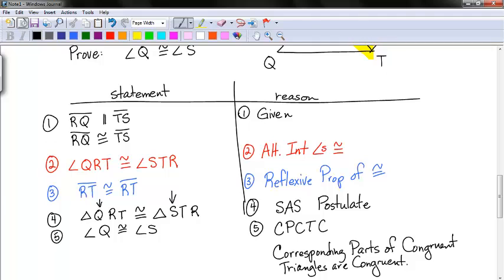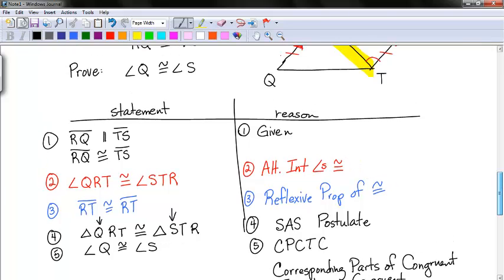So if you want to get parts of a triangle congruent, then you've got to get the triangles congruent first. And if they wanted us to prove segment QR was congruent to segment ST, we could do that. As soon as you get the triangles congruent, then you can get the parts congruent, and that's all you have to write is corresponding parts, the CPCTC.